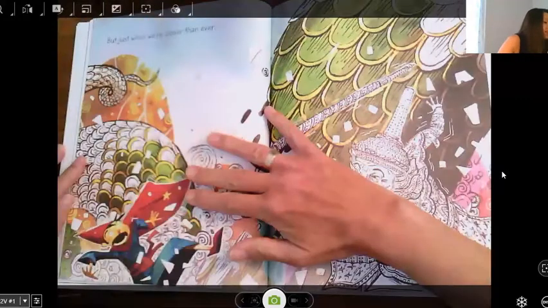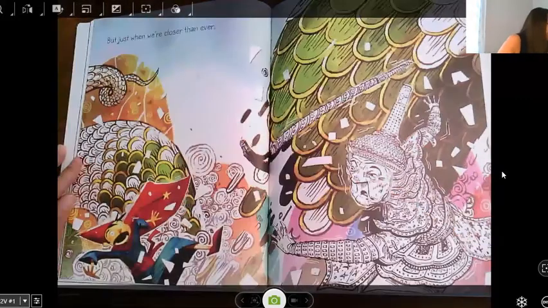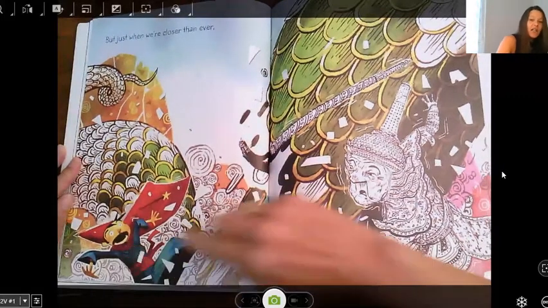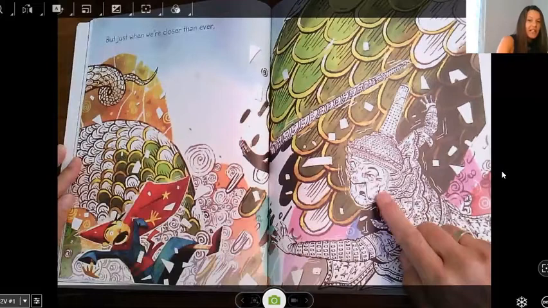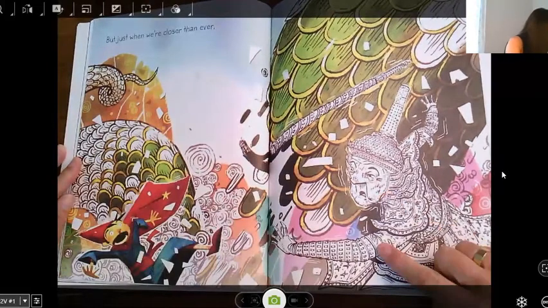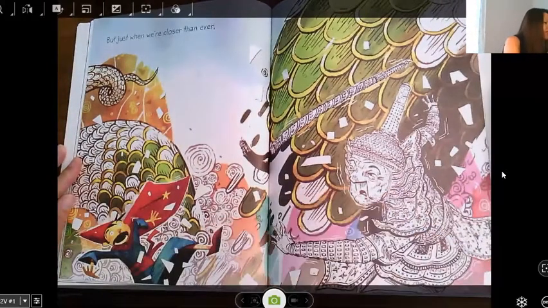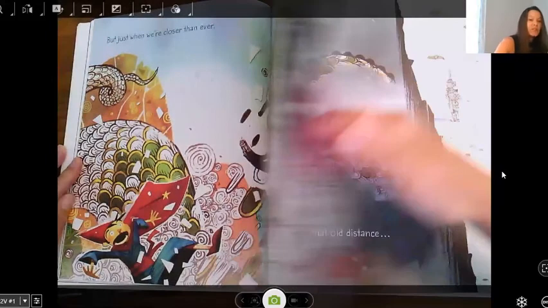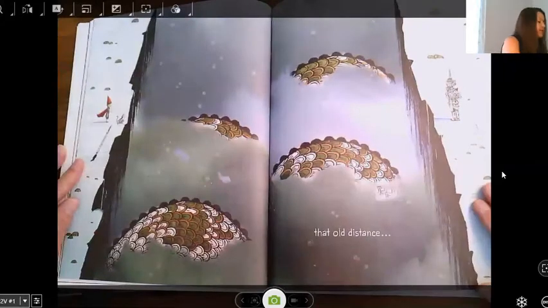But just when we were closer than ever, tension's building. Look at his face! The grandfather looked worried on his face. He's falling down in that world they created together. Now they're split. They're two worlds.